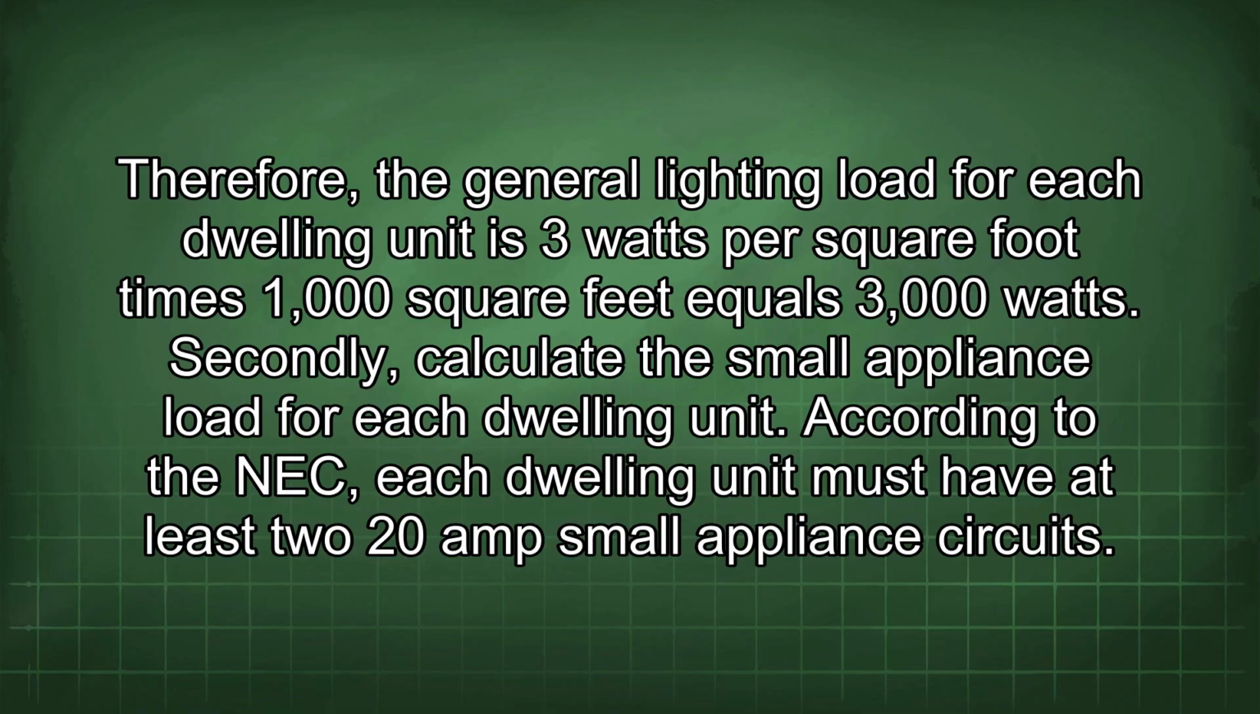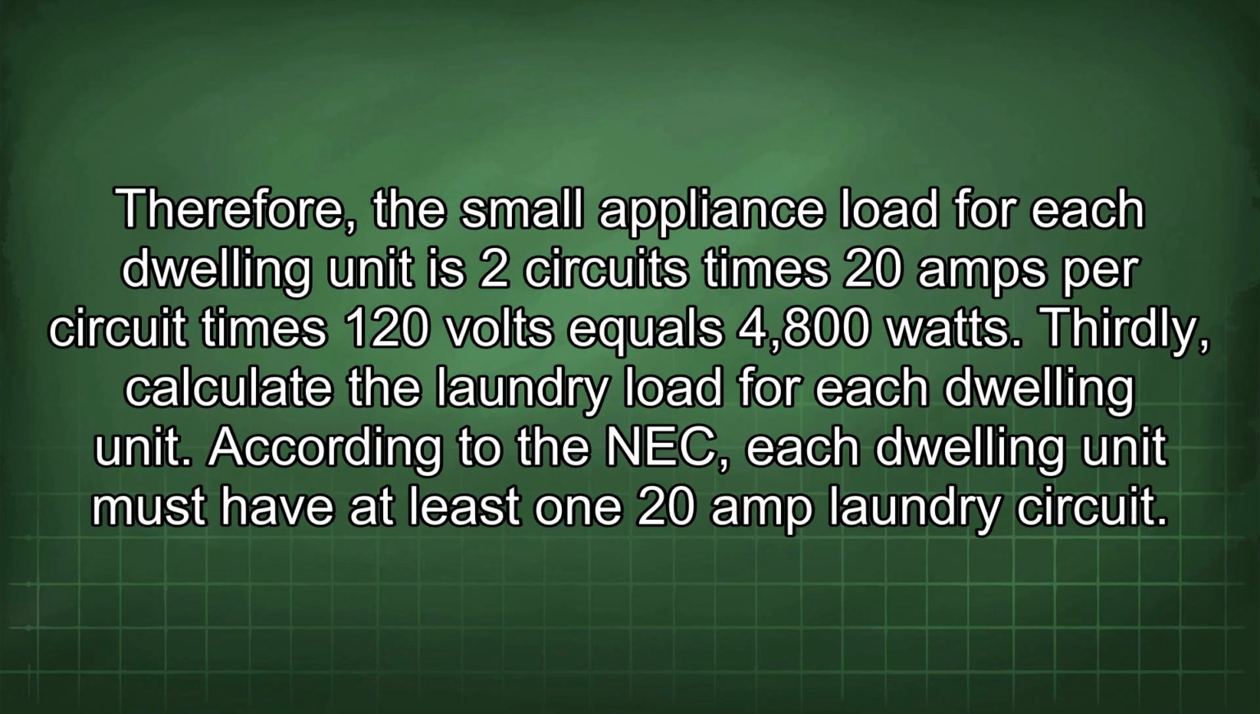Secondly, calculate the small appliance load for each dwelling unit. According to the NEC, each dwelling unit must have at least 2 20-amp small appliance circuits. Therefore, the small appliance load for each dwelling unit is 2 circuits times 20 amps per circuit times 120 volts equals 4,800 watts.